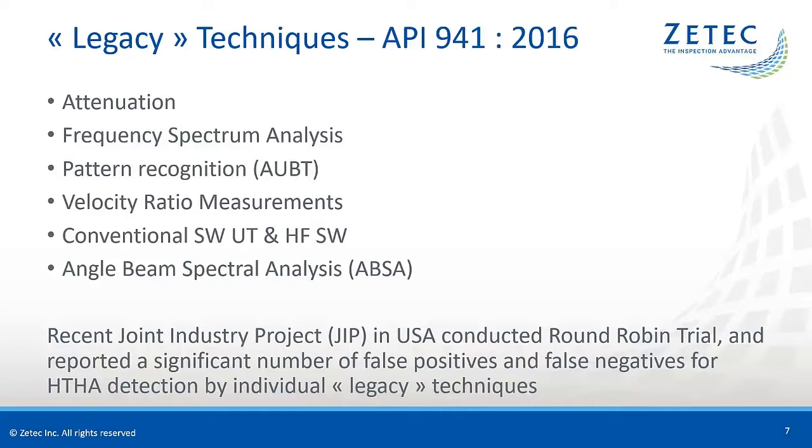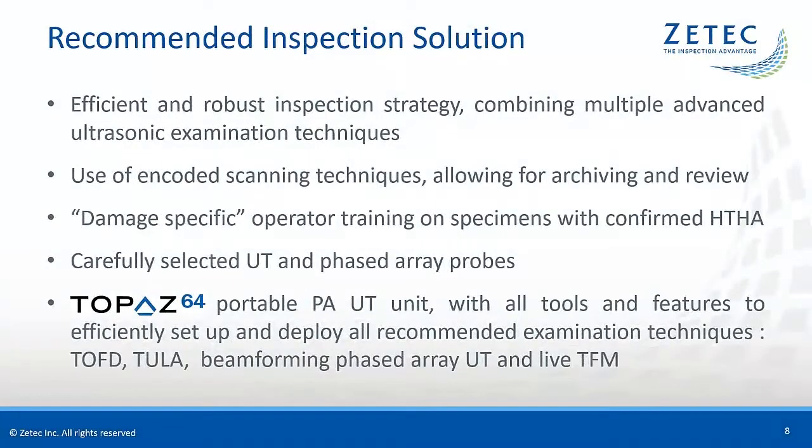There are a number of possible causes for the poor performance of the legacy techniques. First of all, in general, they are difficult to implement practically, and the surface condition of the components can strongly influence their effectiveness and reliability. And second, at least half of them are not suited for use on welds and heat-affected regions. So clearly, reliable detection and assessment of a challenging damage mechanism like HTHA calls for a different approach.